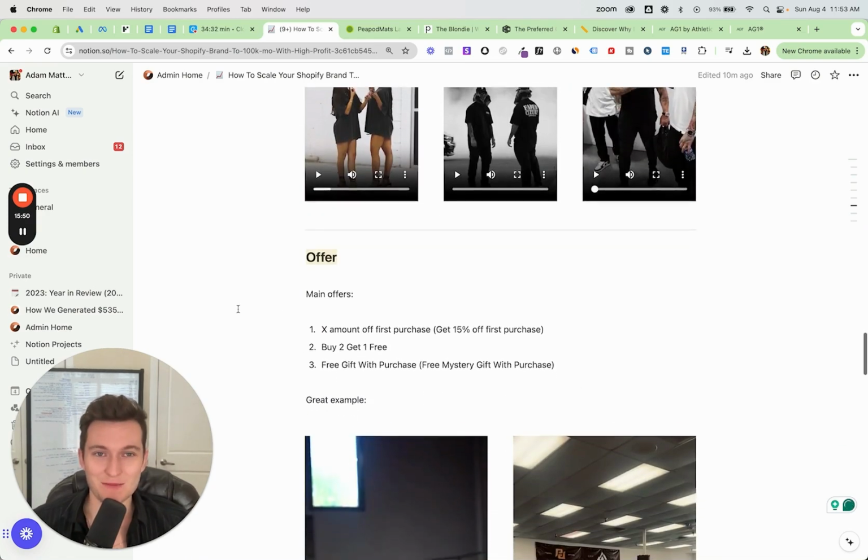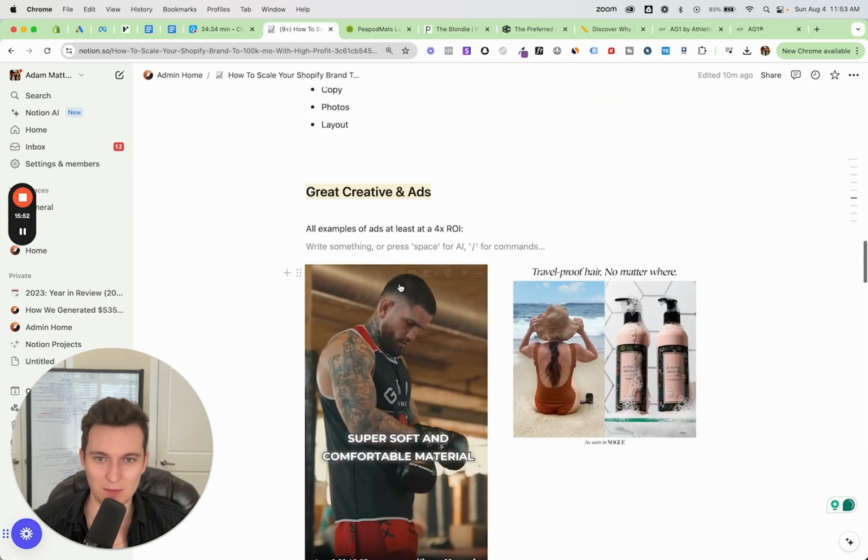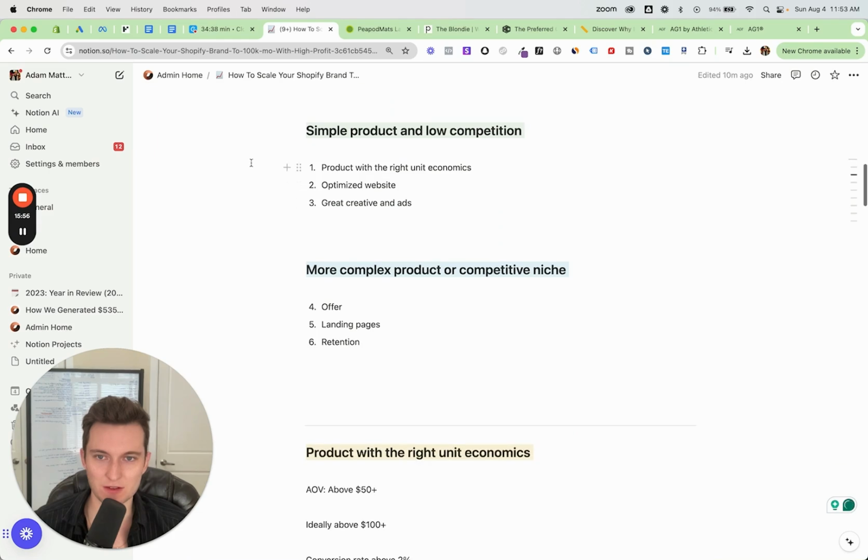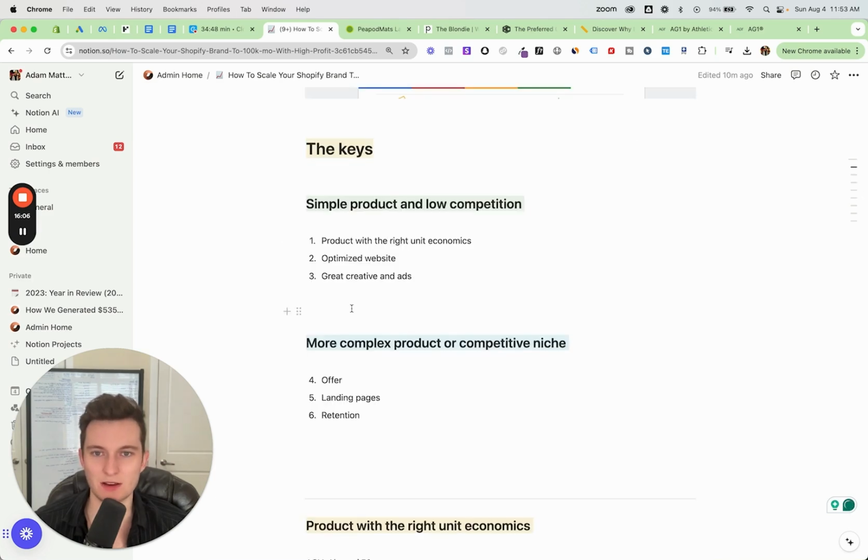Yeah, those are some really good examples of ads that are all above a 4x ROI. So that's the first three parts there: product with the right unit economics, optimized website, and then great creative and ads. These three honestly are really what's going to get you to 100K a month with high profit if you have a more simple product and lower competition.